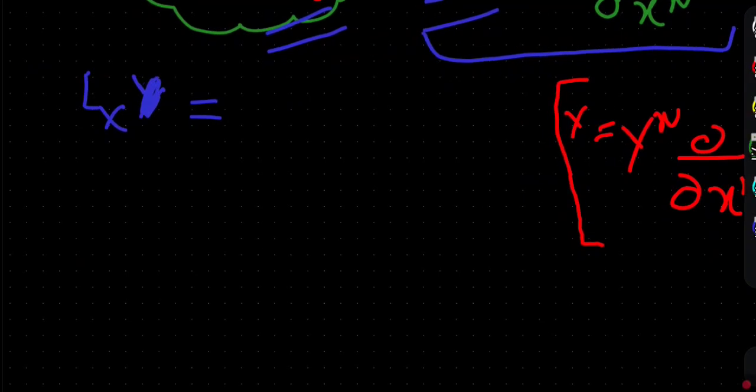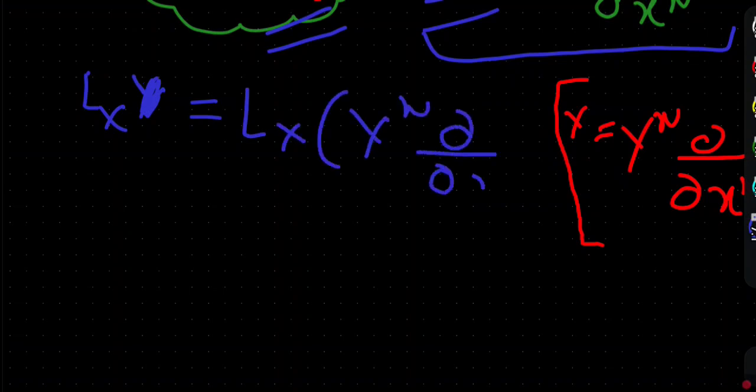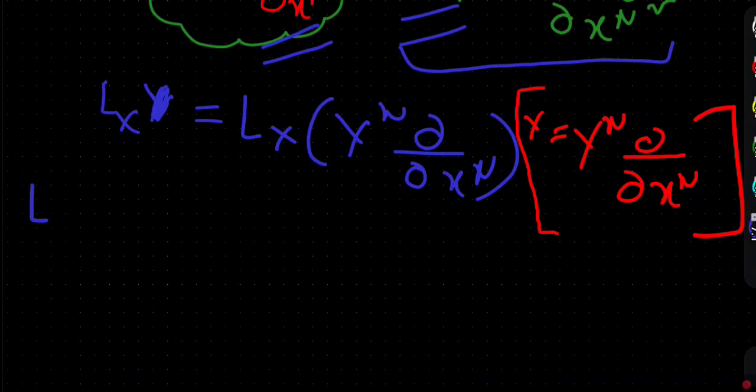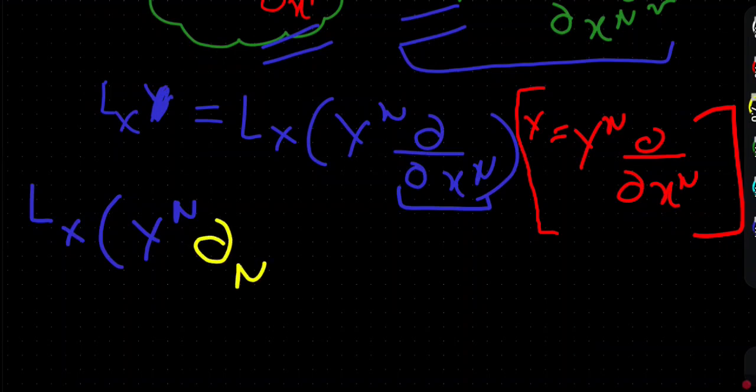This particular result can also be written as L_X (Y^μ ∂/∂x^μ). Now L_X of Y^μ. One important thing also, the short form of this particular thing, which is the coordinate basis, is ∂_μ. So this is a short form of this. So we are going to act it. You know how it's going to act.